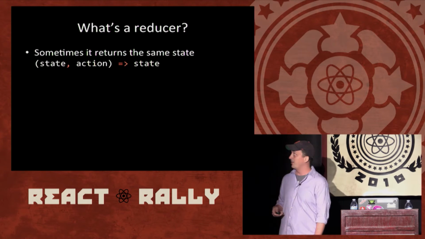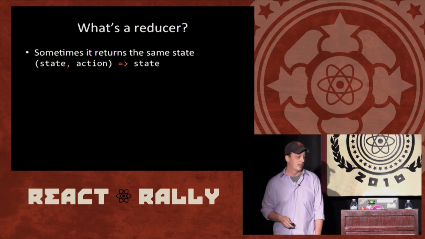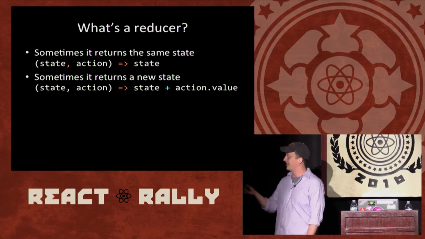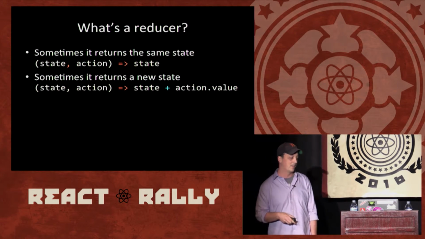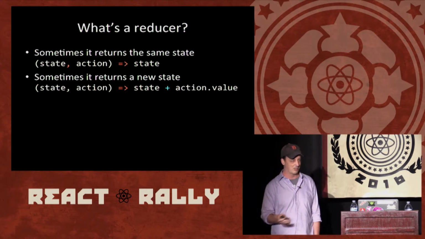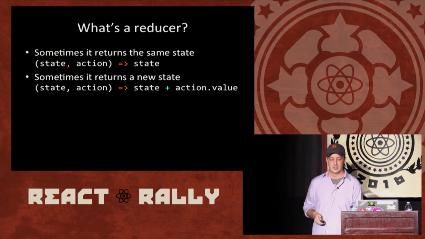So it comes in a few forms. One form is you get a state and an action, and you decide, I don't want to do anything with this action, you just return the same state. Another form is where you get a state and an action. In this case, the state, I guess, is an integer or something, and you return a brand new state. The final form you probably don't want to do, and I'm not even going to show it on here because you don't want to do it. That's where you mutate the state and return it. I'm sure there are talks about why you shouldn't do that with Redux.